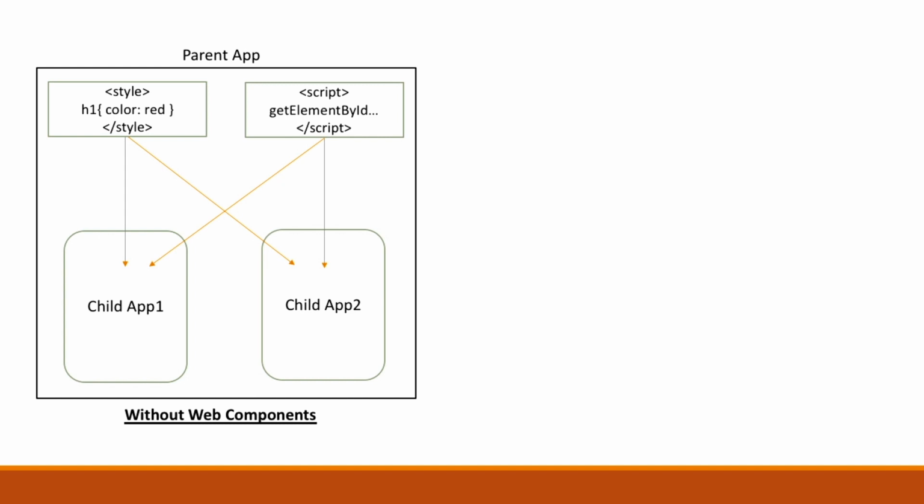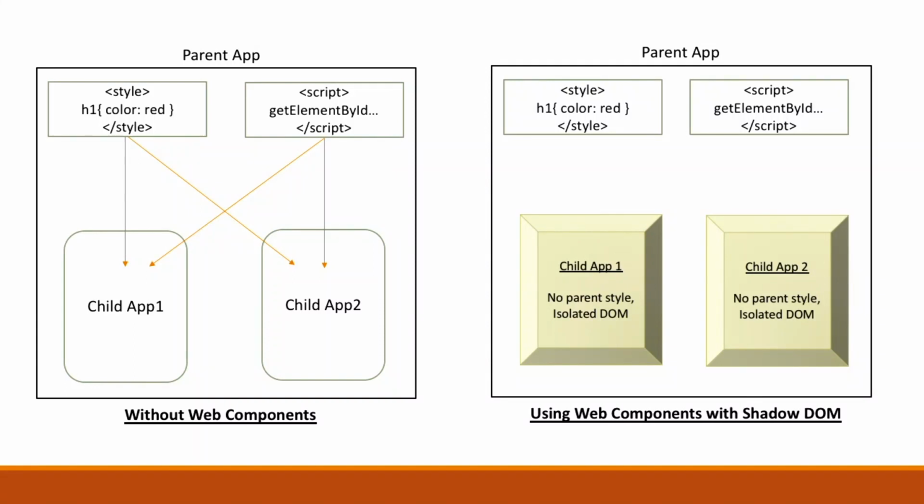Similarly with scripts, the parent application can execute a script. In a web application, since you have a single DOM, any script you execute can get element access to the child application and modify things. There is no kind of protection or encapsulation in the front-end world. So that's a problem. Now let's see a world with web components and shadow DOM.